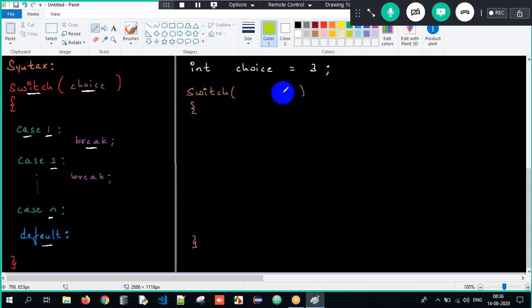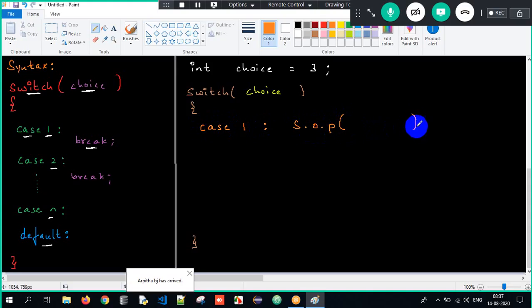Now here I have to pass the choice and start comparing with the help of cases. I'll write case 1 colon, and then System.out.println. SOP means System.out.println, so just understand that part. Open parenthesis, close, and I will just give the output as "in case 1".